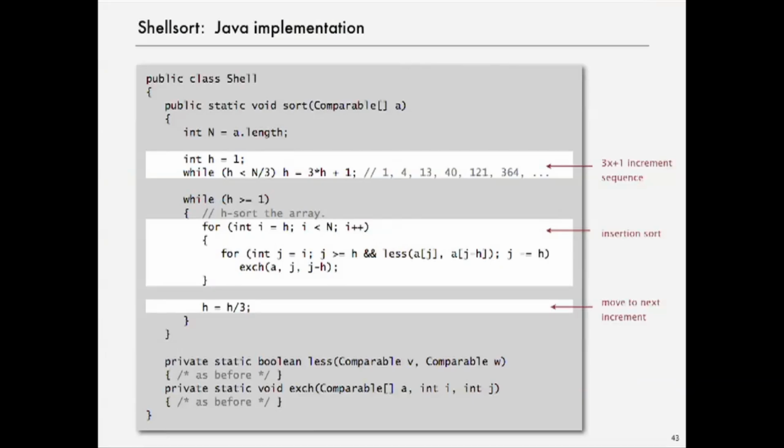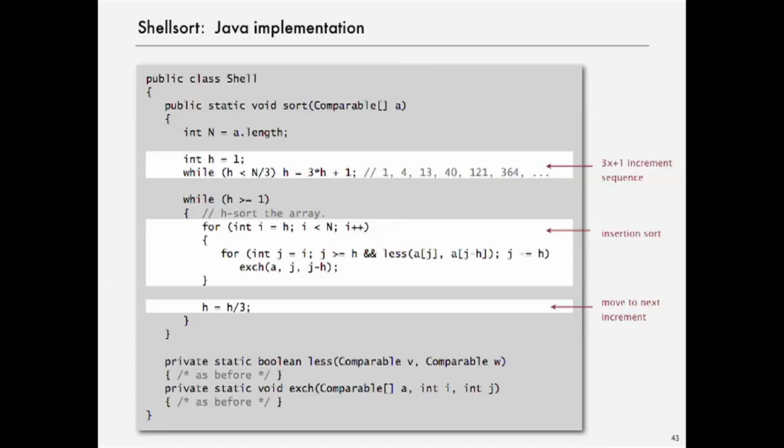We just go ahead and compute the increments that are less than n over 3, and then starting at that increment, whatever it is, say we start at 364, then next time we need an increment, we just divide by 3. 364 integer divide by 3 gives 121, 40, and so forth. So this h equals h over 3 gets us to the next increment.